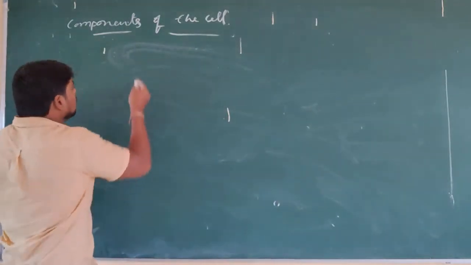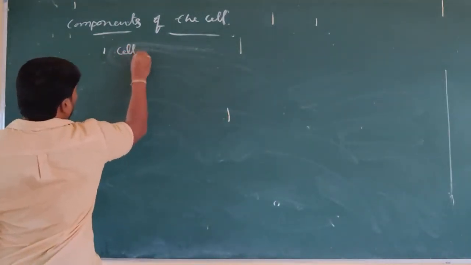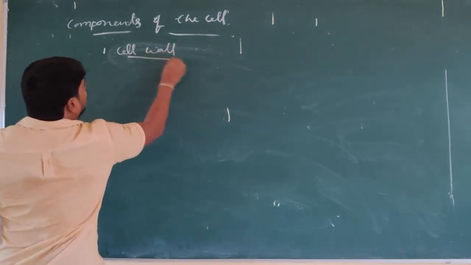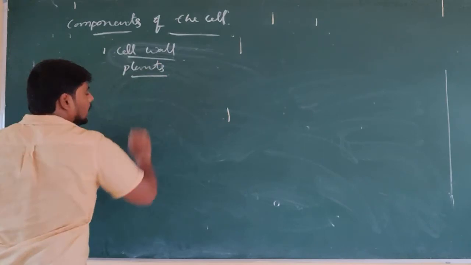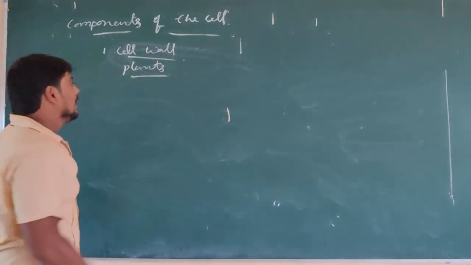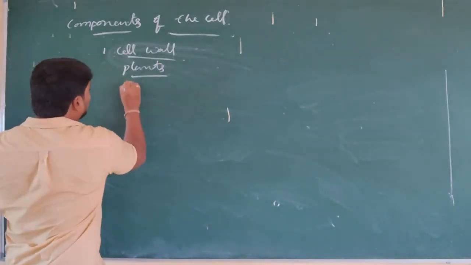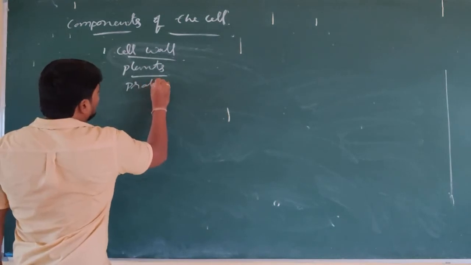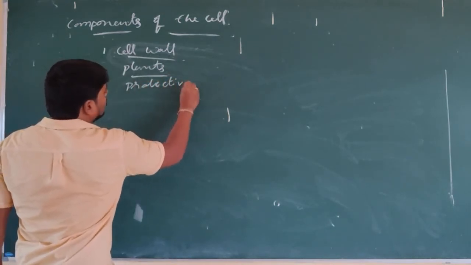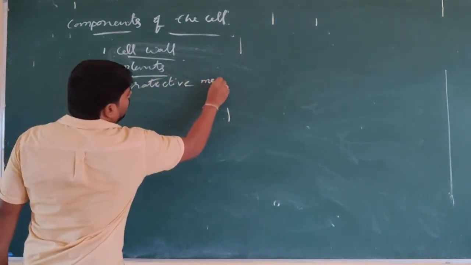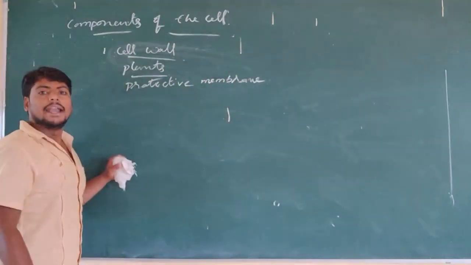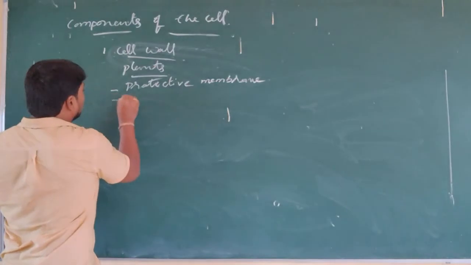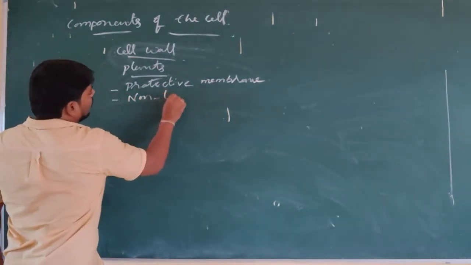The cell wall is found in plants. So this is an additional protective layer in plants, an additional protective layer outside the membrane. And it is non-living.